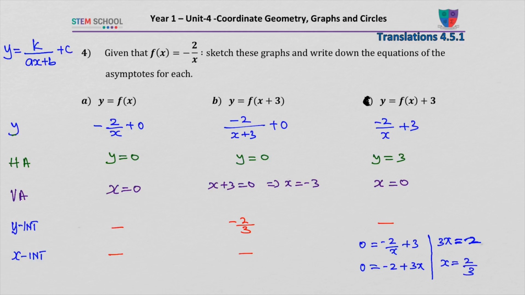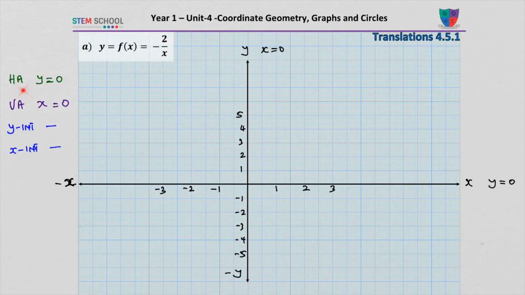Now to sketch the graph. We know that the horizontal asymptote is y equals 0. The vertical asymptote is x equals 0. So the first thing we need to do is the vertical asymptote here, which is x equal to 0. So that's a line, x equal to 0. Now we need to do the horizontal asymptote. So that's y equal to 0. So this is a line, y equal to 0.